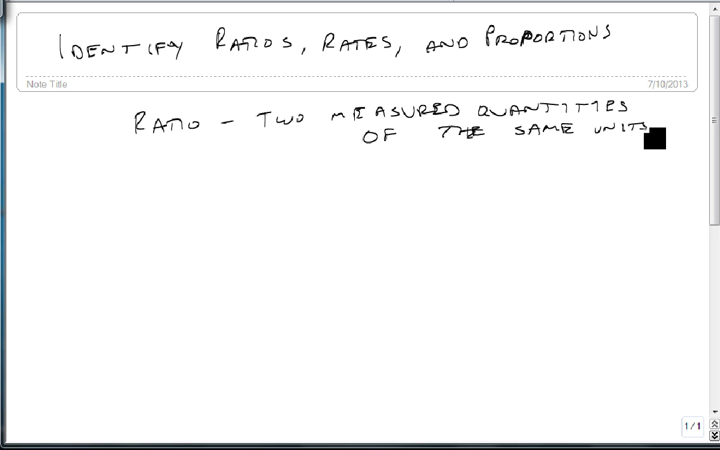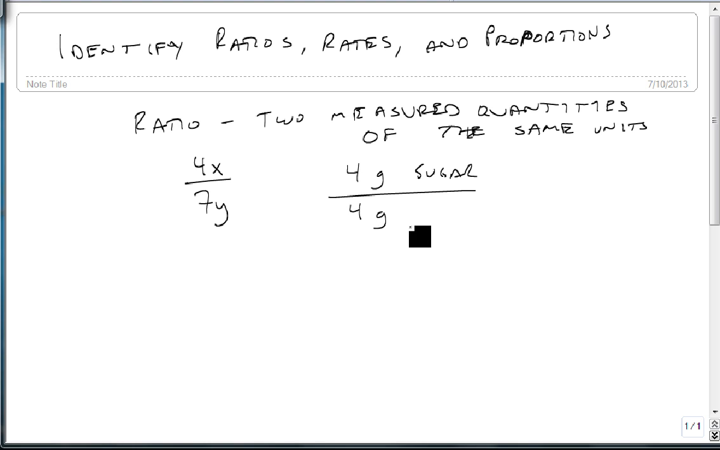So, for instance, a ratio could be expressed as something like 4x over 7y, and it's unitless because it's the same units. We could be talking about 4 grams of sugar divided by 3 grams of flour. It would be a really weird mix, but the idea is the grams, the units, would divide out and just leave us with 4/3 sugar to flour. That's a ratio. A rate is similar.